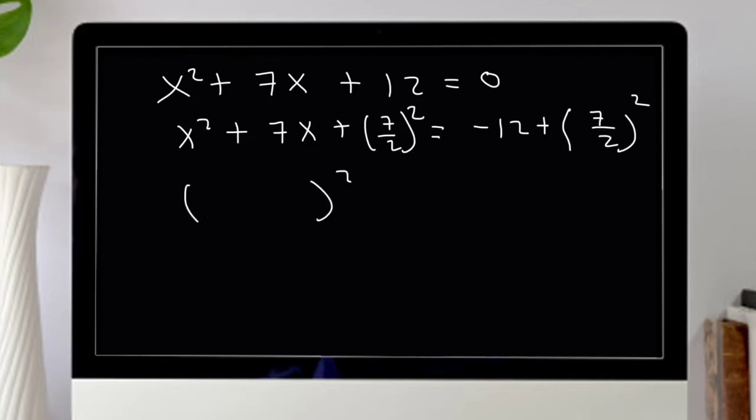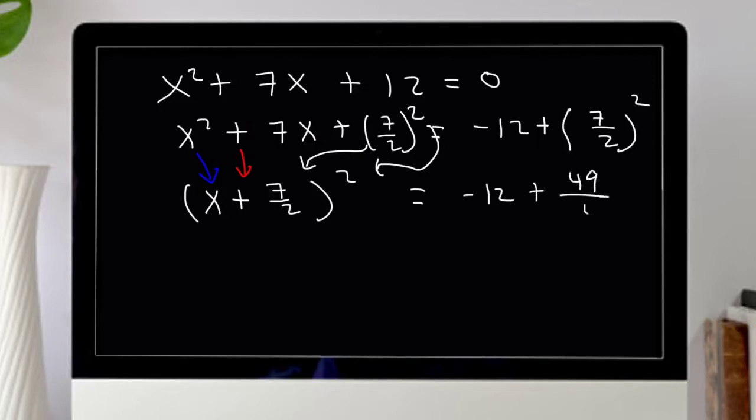Next, we can factor the trinomial. So we have an x. Let's rewrite that. And then there's a plus sign in front of the 7x. And then the number that we have before we square it is 7/2. And the square goes on the outside. On the right side, 7 squared, or 7 times 7, is 49. 2 squared is 4.